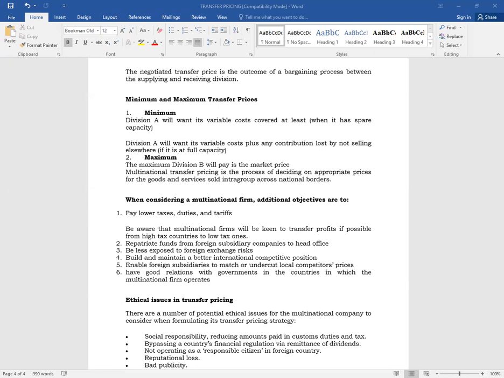I would want you guys to give this a shot. We see whether you'll be able to get the transfer price from whatever we have been able to explain. Is there somebody who will be able to get this transfer price?